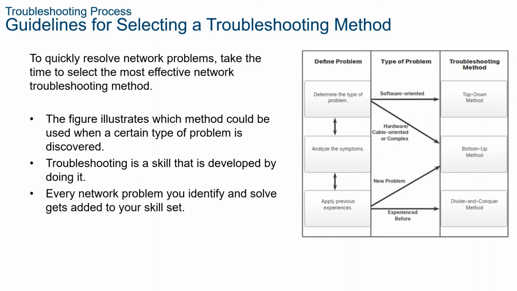Next, guidelines for selecting a troubleshooting method. So to quickly resolve network problems, take the time to select the most effective network troubleshooting method. Okay, so the figure here illustrates which methods can be used when a certain type of problem is discovered. So for instance, software problems are often solved using a top-down approach, while hardware-based problems are often solved using a bottom-up approach. So new problems may be solved by an experienced technician using a divide and conquer method. Otherwise, the bottom-up approach may be used. Troubleshooting is a skill that is developed by doing it. So every network problem you identify and solve gets added to your skill set.